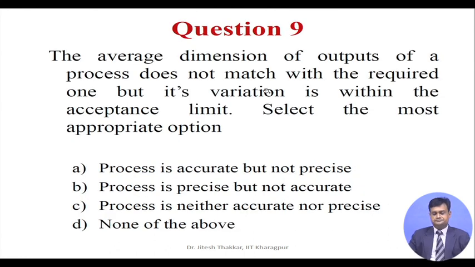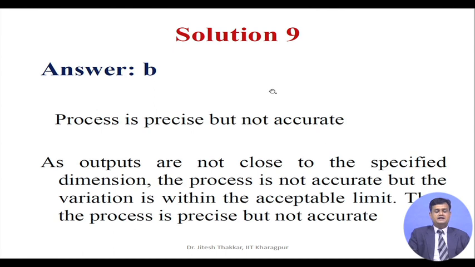Question 9. The average dimension of outputs of a process does not match with the required one, but its variation is within the acceptance limit. Select the most appropriate option. A. Process is accurate but not precise. B. Process is precise but not accurate. C. Process is neither accurate nor precise. D. None of the above. So, the correct answer is B. Process is precise but not accurate.